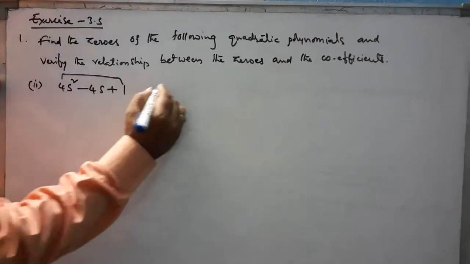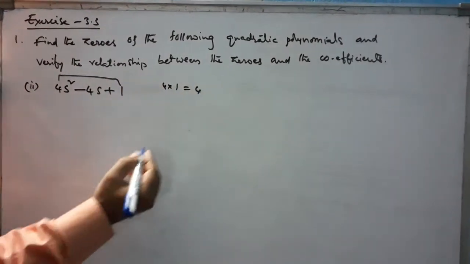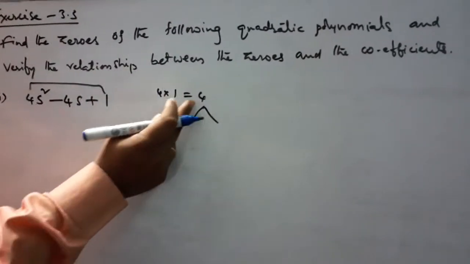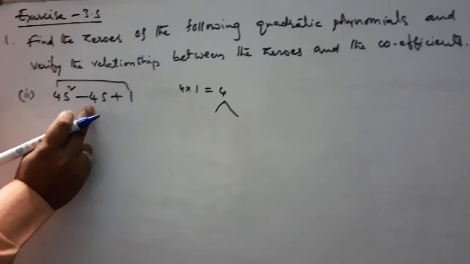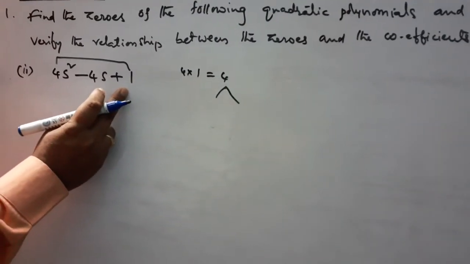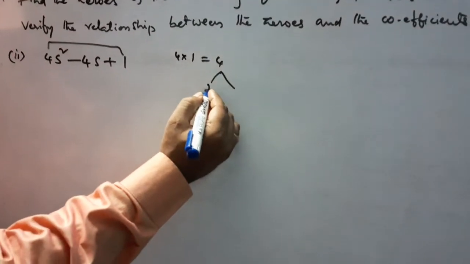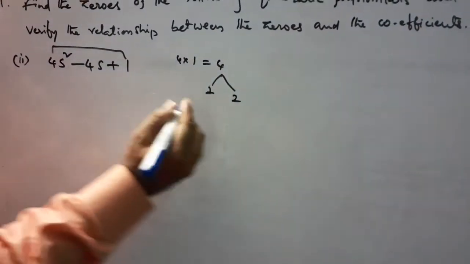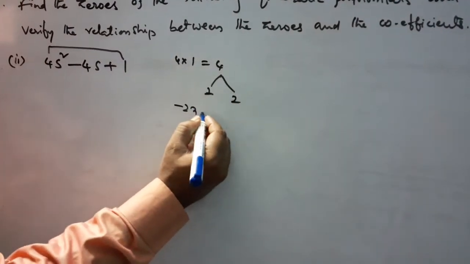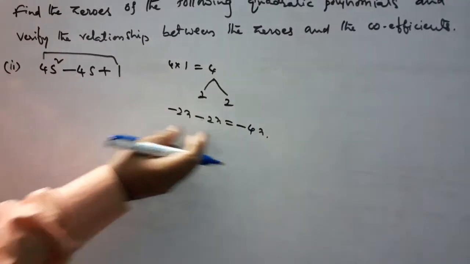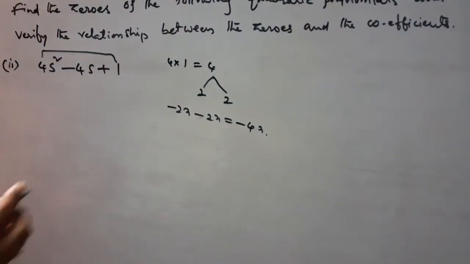So here we have to multiply 4 into 1. 4 into 1 is equal to 4. So 4, we can split it. The factors of 4 are 1, 2, 4. Here it is plus 1. Plus 1 means we have to add the factors. So I am taking 2 twos are 4. 2 plus 2, we will get 4. So here we can take that minus 4x. Minus 4x we can write as minus 2x minus 2x.